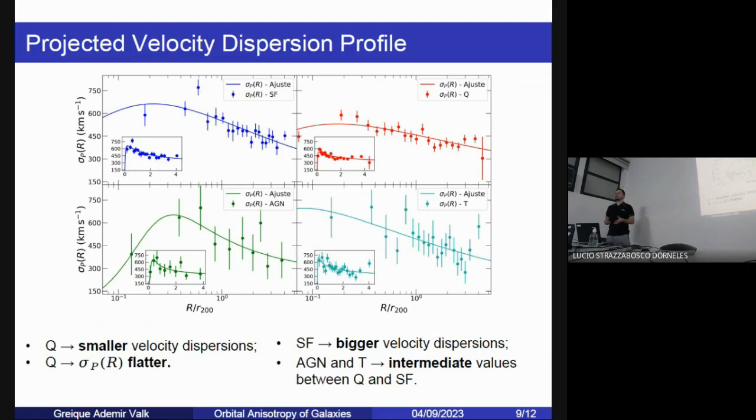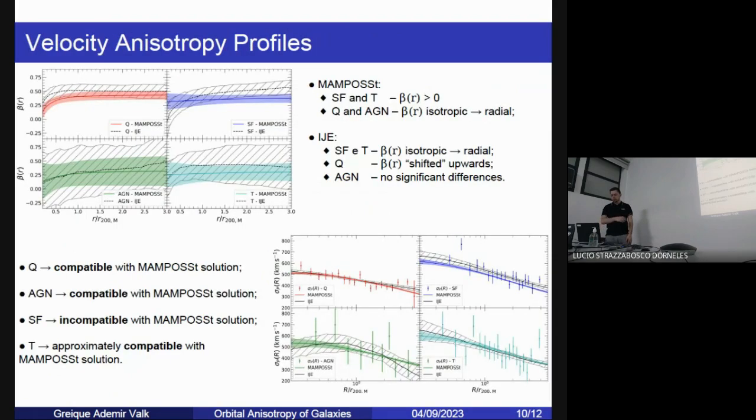Here is the velocity dispersion profile that we obtain for each population, and again, we have the quiescent population with the smaller velocity dispersion and the star-forming population with the bigger velocity dispersion. And in this case, the AGN and transition populations have intermediate values of the velocity dispersion between the quiescent and star-forming populations.